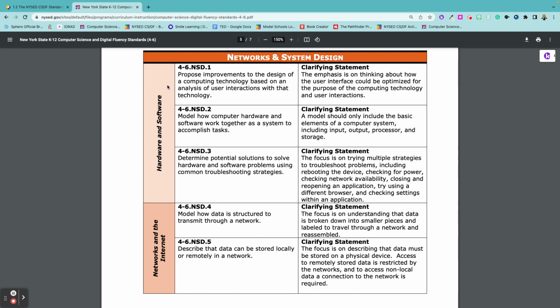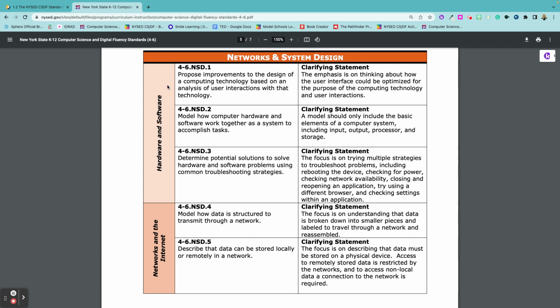The last one within hardware and software is determining the potential solutions to solve hardware and software problems using common troubleshooting concepts. Here, we're really trying to make sure that we can troubleshoot our own problems, including shutdown, restart, checking for power, making sure things are working. Students often are pretty good at figuring these things out, but we can certainly focus the lens a little bit and make sure that they're learning some of the ways to troubleshoot their technology.